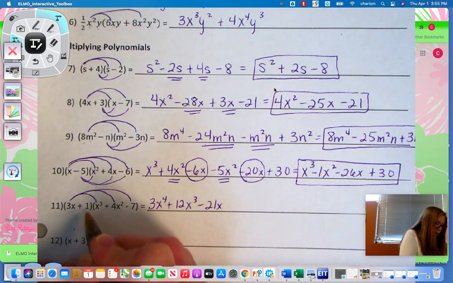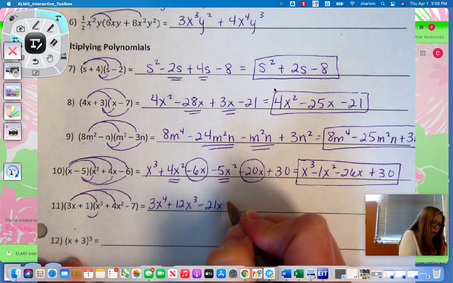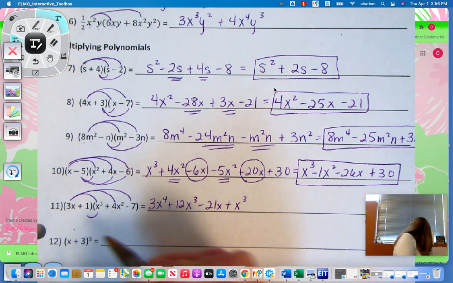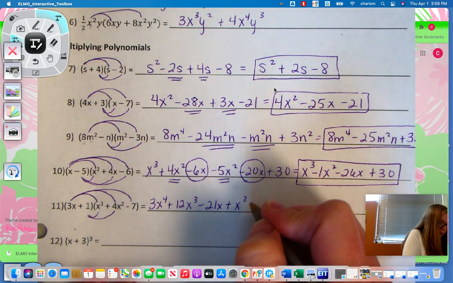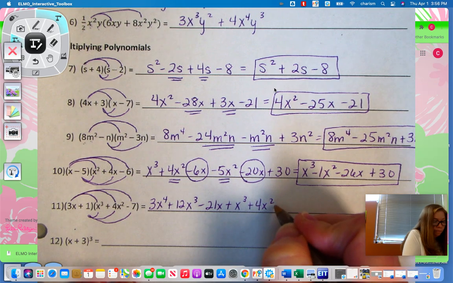Whew, halfway done. Ooh, 1 is easy, isn't it? We love these. 1 times x to the cubed is x cubed. Excuse me. 1 times 4x squared is 4x squared, and 1 times negative 7.